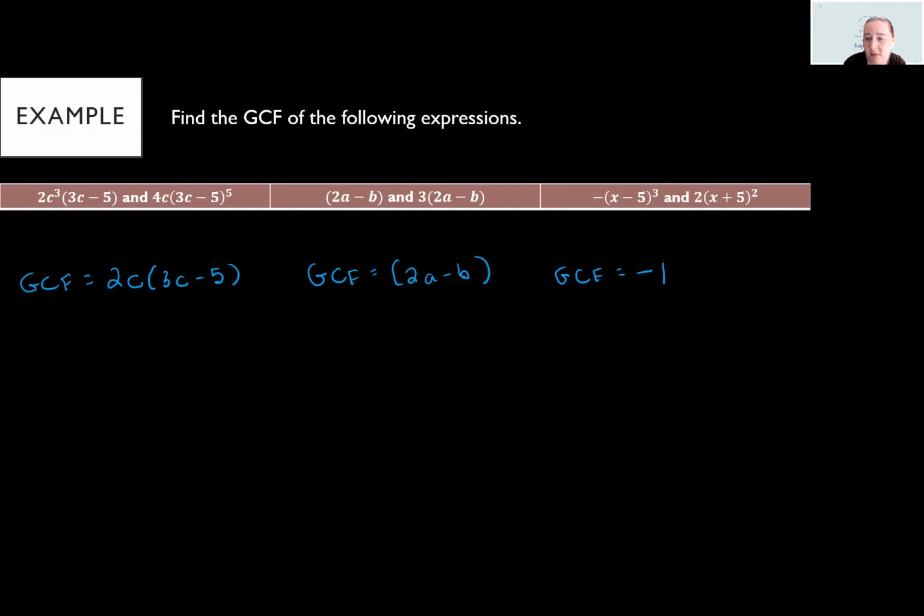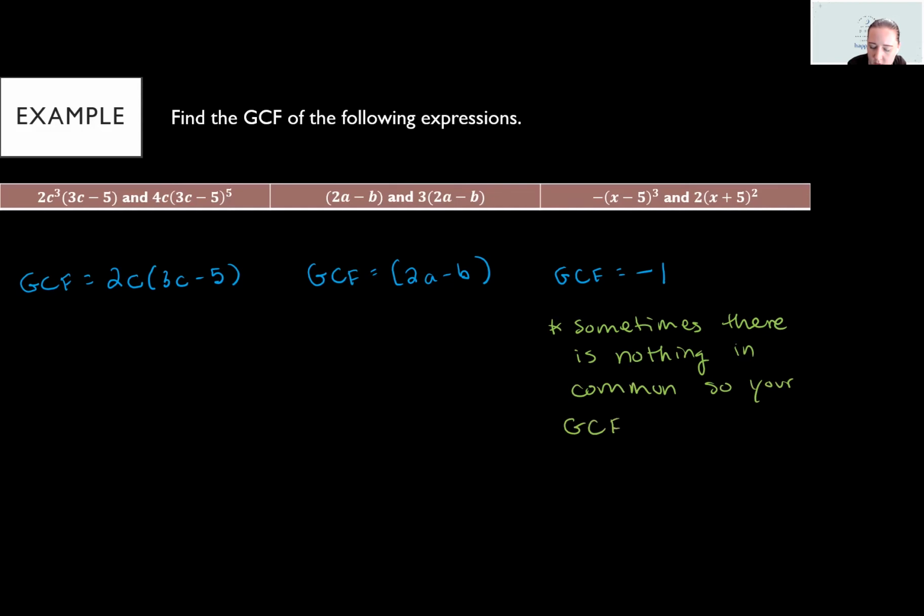Sometimes your greatest common factor is 1. Sometimes there is none. And so it's important to know that that is possible. I wanted to write that in a different color. So sometimes there is nothing in common. So your GCF is just 1.